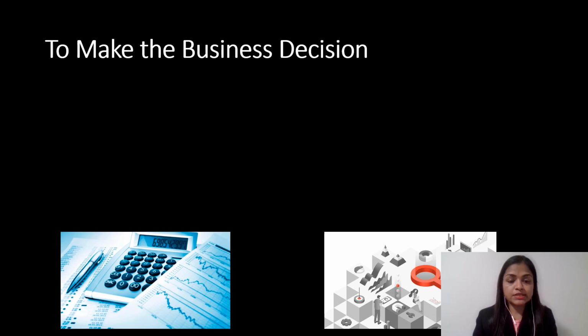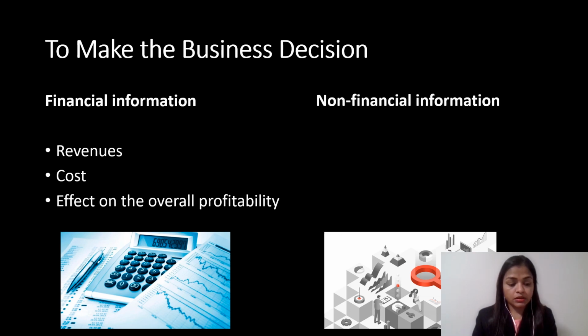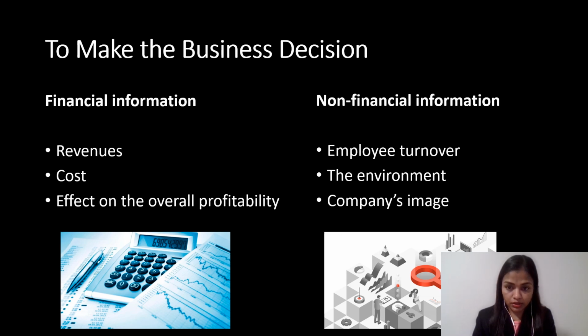To make a business decision, management considers both financial and non-financial information. The financial information is about revenues, cost, and their effect on the company's overall profitability. Non-financial information is such as the effect of the decisions on employee turnover, the environment, and the company's overall image in the community.